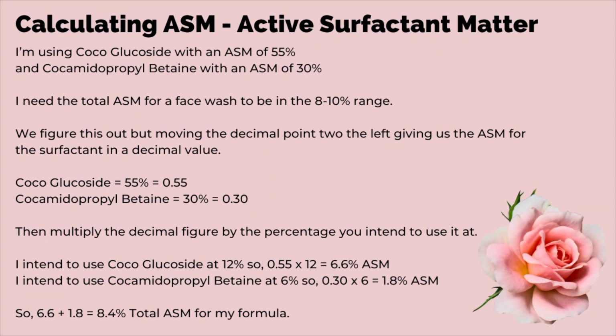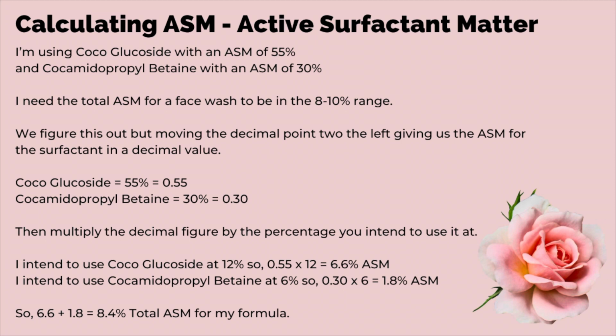So I intend to use coco glucoside at 12%. So I would do 0.55 times 12, and that gives me a 6.6% active surfactant matter that will be in my final product of coco glucoside. Do the same for cocamidopropyl betaine, 6%, so that's 0.30 times 6, which gives you an active surfactant matter of cocamidopropyl betaine in your finished product of 1.8%.